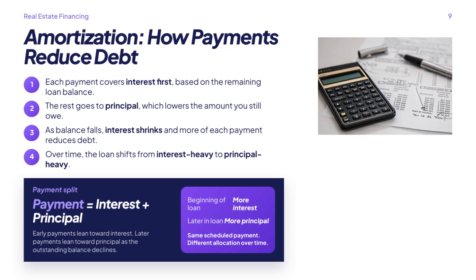Over the life of the loan, this shifts the payments from being mostly interest in the beginning to mostly principal by the end. The key takeaway here is that even though your total payment stays the same each period, the way it's split between interest and principal changes. Early in the loan, you're mostly paying interest, while later on, you're paying down the principal more aggressively. Understanding this helps you see how your loan is structured over time.